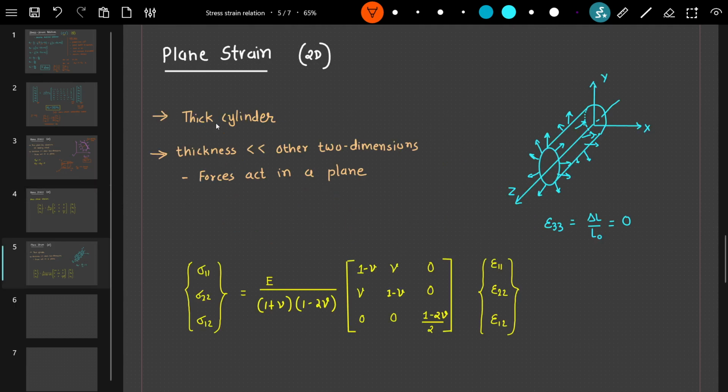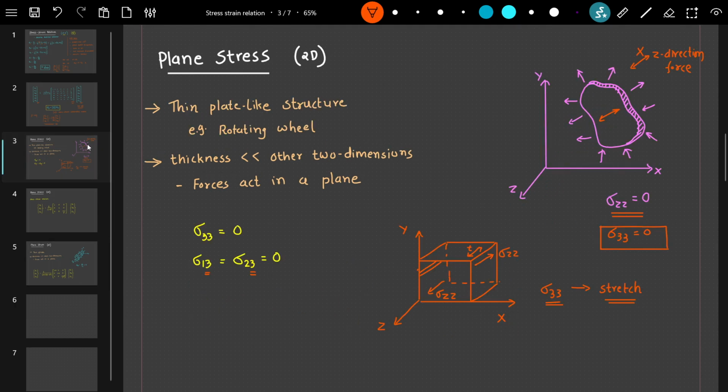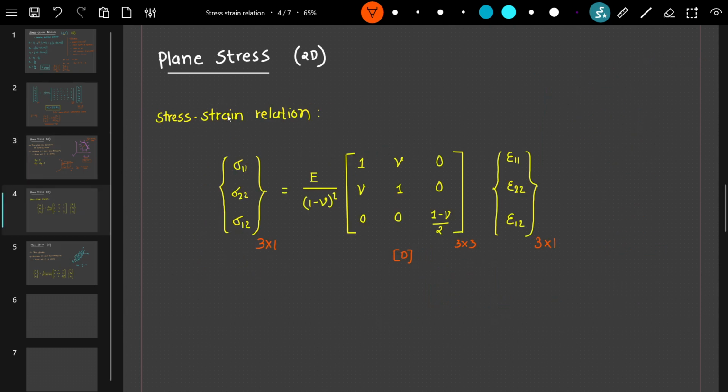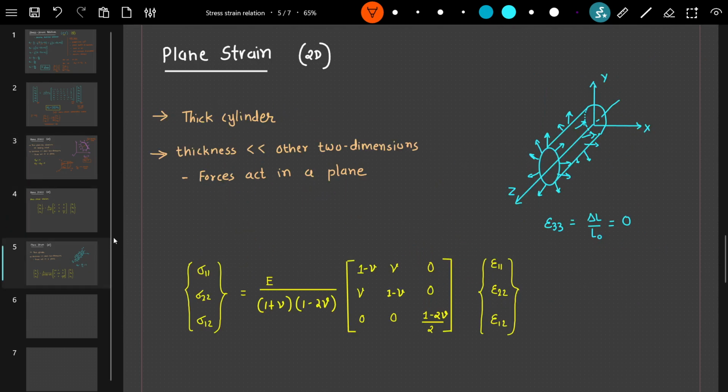So let's see now the plane strain condition. We have seen plane stress. Now plane strain is another extreme condition. In plane stress, we have seen the thickness is very negligible compared to the two dimensions, whereas in plane strain is another extreme where we say the thickness direction is very large compared to the other two in plane dimensions. This is another extreme case.